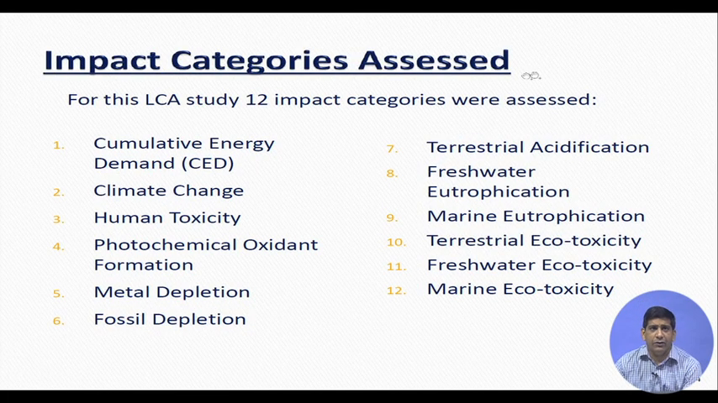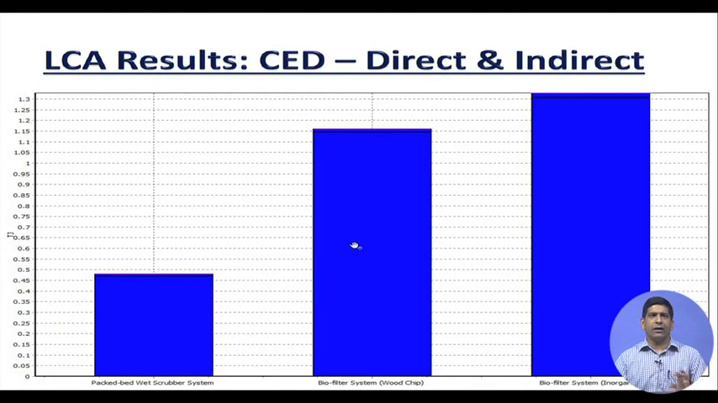We used 12 impact categories, although there are other impact categories out there as well: cumulative energy demand, climate change, human toxicity, photochemical, metal depletion, fossil, terrestrial acidification, freshwater, marine eutrophication, terrestrial ecotoxicity, freshwater ecotoxicity, marine ecotoxicity. So, there are all these impact categories we used.